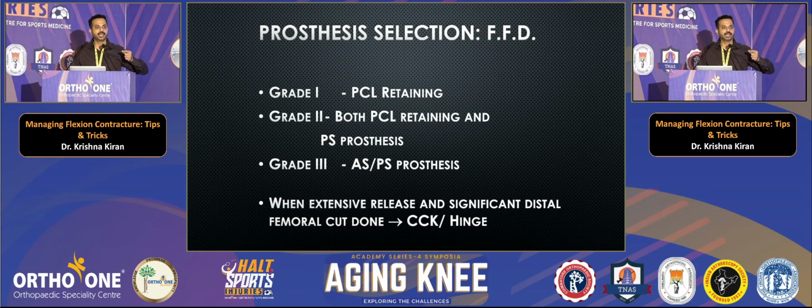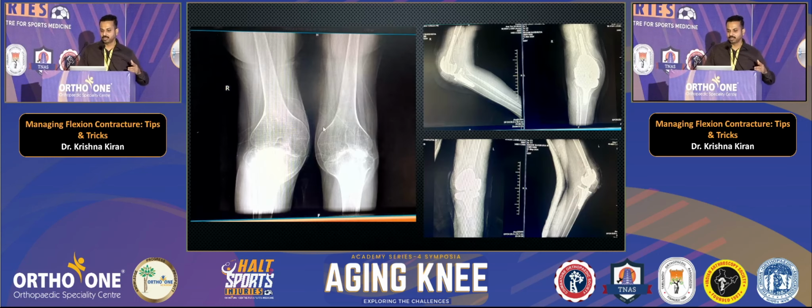The PCL retaining prosthesis does not tolerate joint line elevation. PS tolerates up to 4 millimeters. The constrained TC3 type implants tolerate up to 6 to 8 millimeters, while a hinge can tolerate up to a centimeter of elevation of the joint line. So that will take the algorithm.